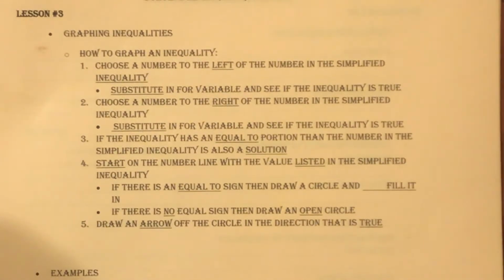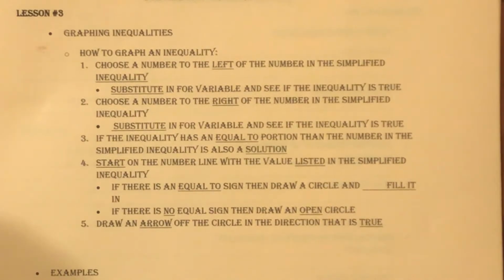So we're on to lesson number 3 in chapter 2b, which is all about solving linear inequalities. Now, lesson number 3 is talking specifically about how we graph these inequalities. What do they look like? When we go to graph these inequalities, we're going to use a number line. And the number line is a way to signify what numbers would actually make this inequality true.